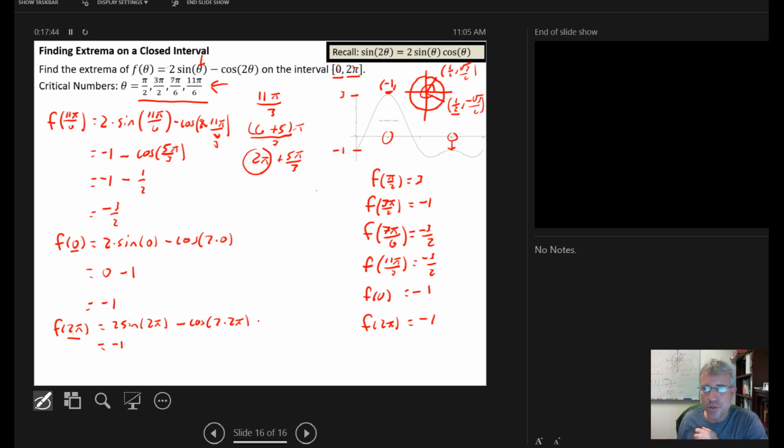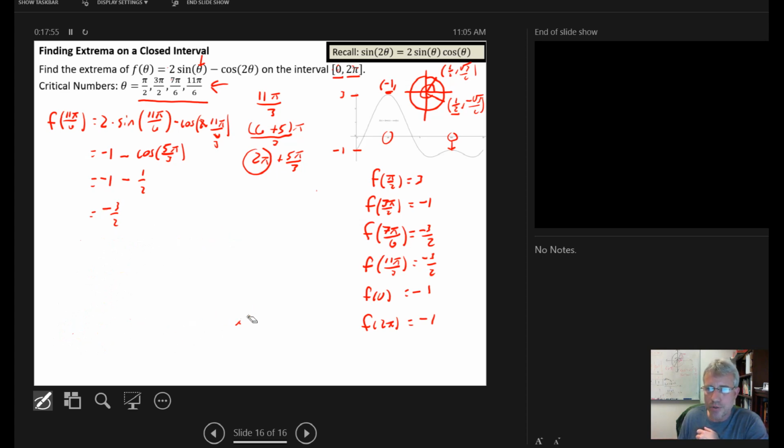And then step 4 is draw a conclusion based on the work that you've done. So I need to evaluate the function outputs and identify which is the smallest. That will be my global minimum over the closed interval. And I need to identify the largest output, which will be my global maximum over the closed interval. So right away, I see that 3 is the largest output I got. So I'm going to say the global maximum was 3, and it happened at pi over 2. So when the input was pi over 2, the output was 3.